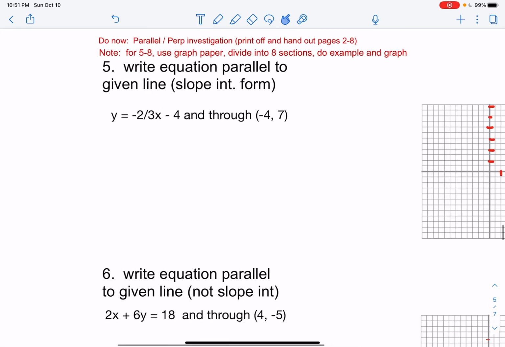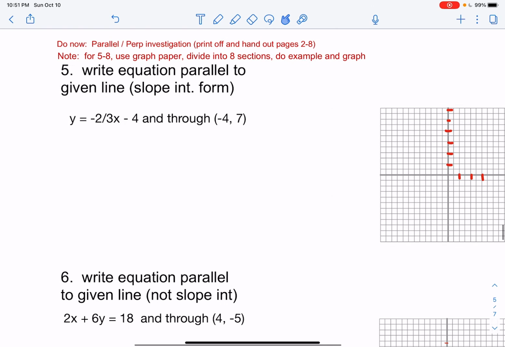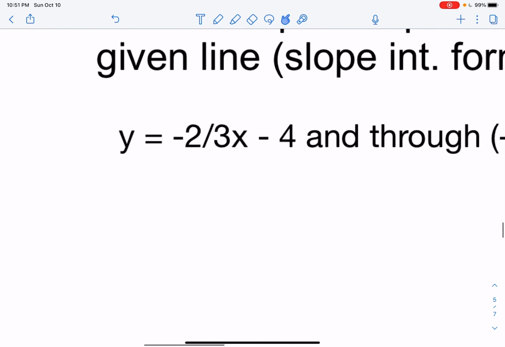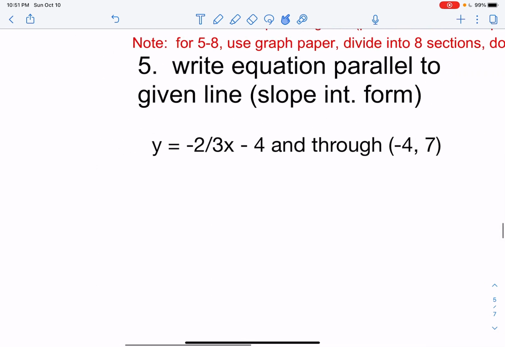Now here's where it gets a little trickier. It says, write an equation parallel to the given line, in slope-intercept form. Now, what's the slope of this line? Well, it's in slope-intercept form, so my slope is -2/3. Now, what do we know about parallel slopes? They are the exact same. So, I already know that my slope for the equation I'm writing is going to be also -2/3, and it goes through the point -4, 7. So I have a point and I have a slope. So I use point-slope form.